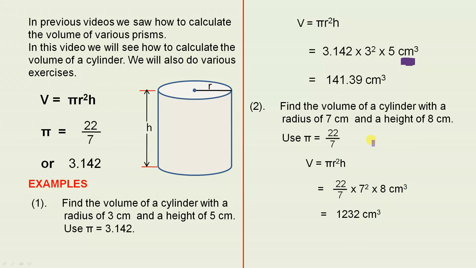Number 2, find the volume of a cylinder with a radius of 7 centimeters and a height of 8 centimeters. So here again, pi is 22/7. There's our normal formula. So it's pi r squared h. So there's our pi, because we're asked to use 22/7. There's r squared, because the radius is 7. And there's our height. Again, the answer is cubic centimeters. When we work that out, that is the volume of that cylinder.